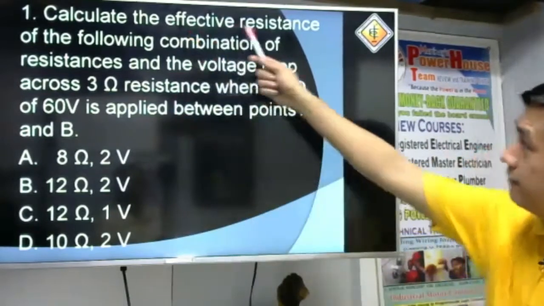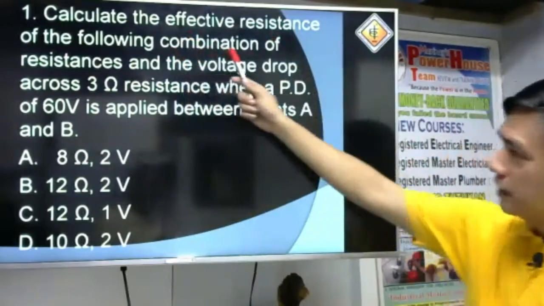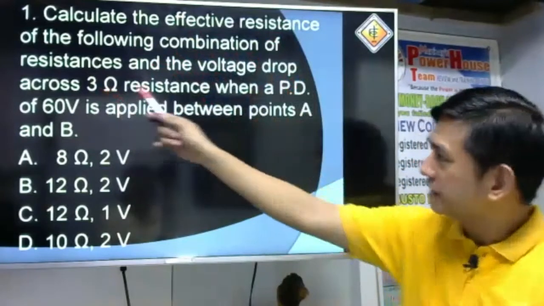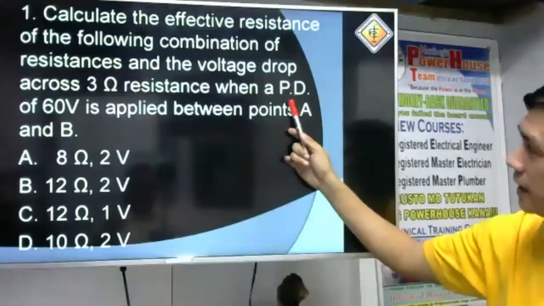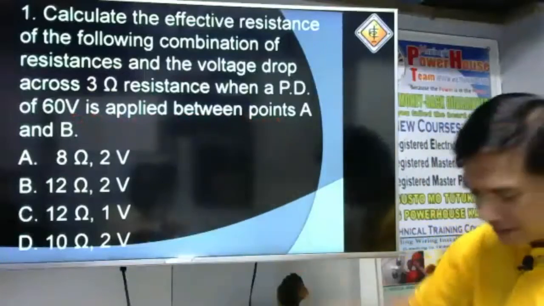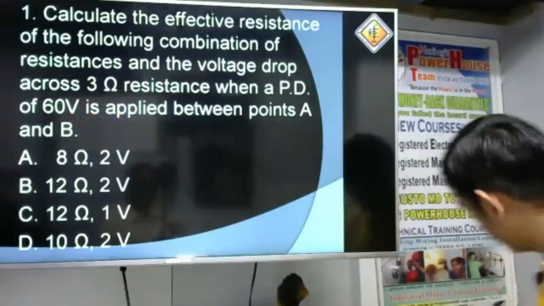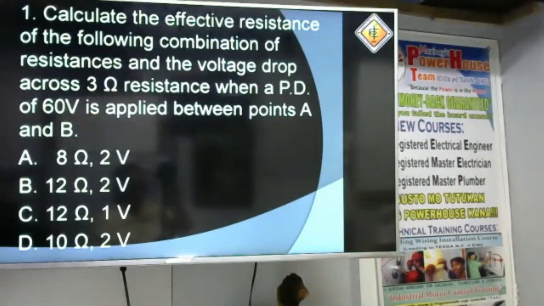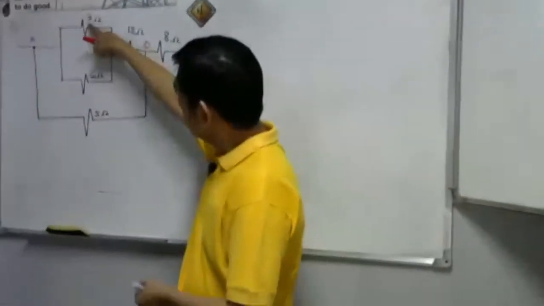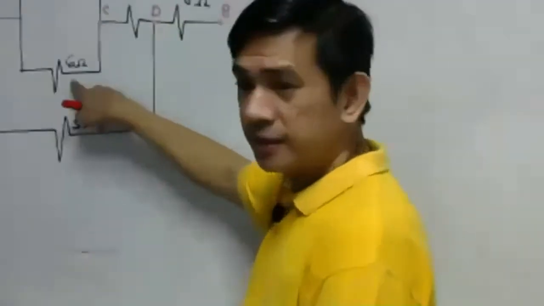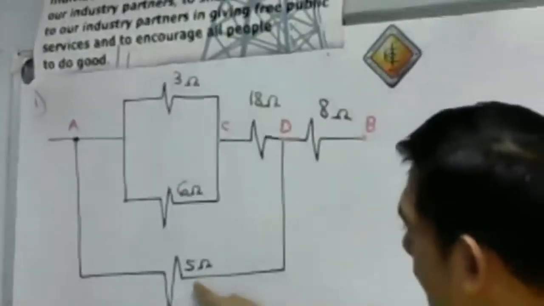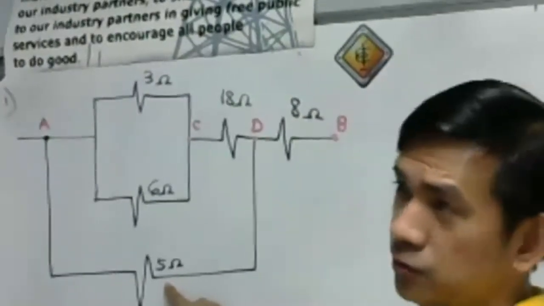Calculate the effective resistance of the following combination of resistances and the voltage drop across the 3 ohm resistance when a potential difference of 60 volts is applied between points A and B. So take a look at our given. I already drew the given here. We have a circuit with a 3 ohm in parallel with 6 ohm, and then we have an 8 ohm resistance, and then we have a 5 ohm resistor.